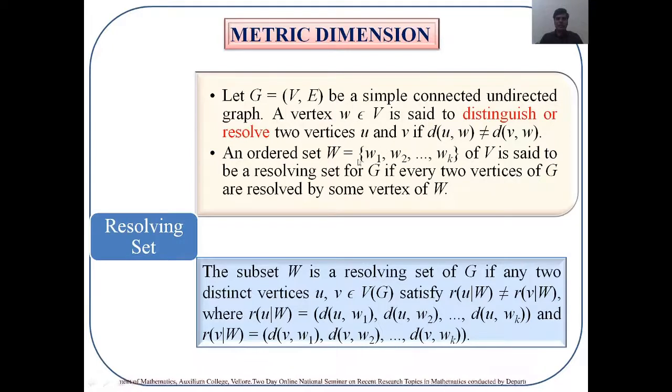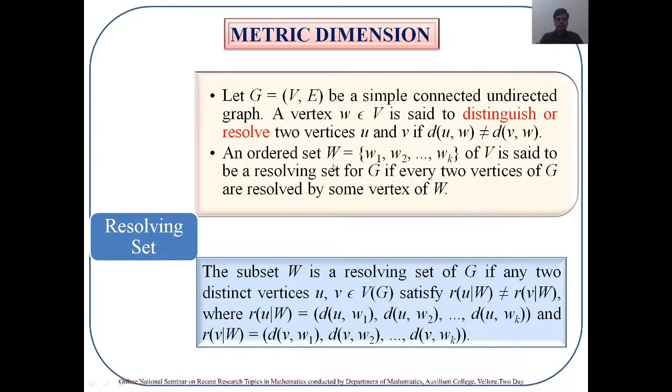Now let's see what a resolving set is. An ordered set W consisting of k vertices w1, w2 up to wk is said to be a resolving set for G if every two vertices of G are resolved by some vertex of W. That means you take any two vertices from G, and the two vertices must be resolved by at least one vertex in W. If it is so, then that set W is called a resolving set.